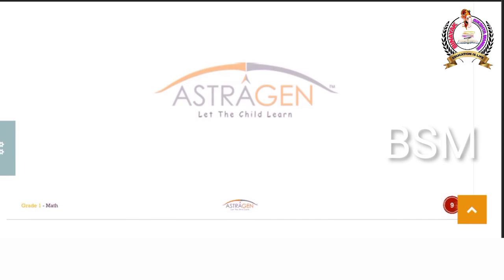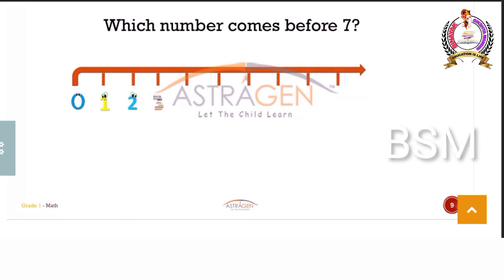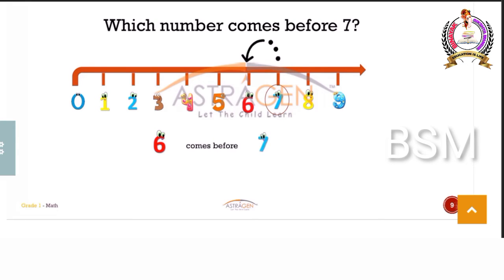Clear? Now, which number comes before 7? Get me the number line. And there you go. So, what is before 7? Did you see that arrow mark? And you see a number missing, don't you? Let's see what's flying in. The number 6. So, the number 6 is before 7. So, 6 comes before 7.